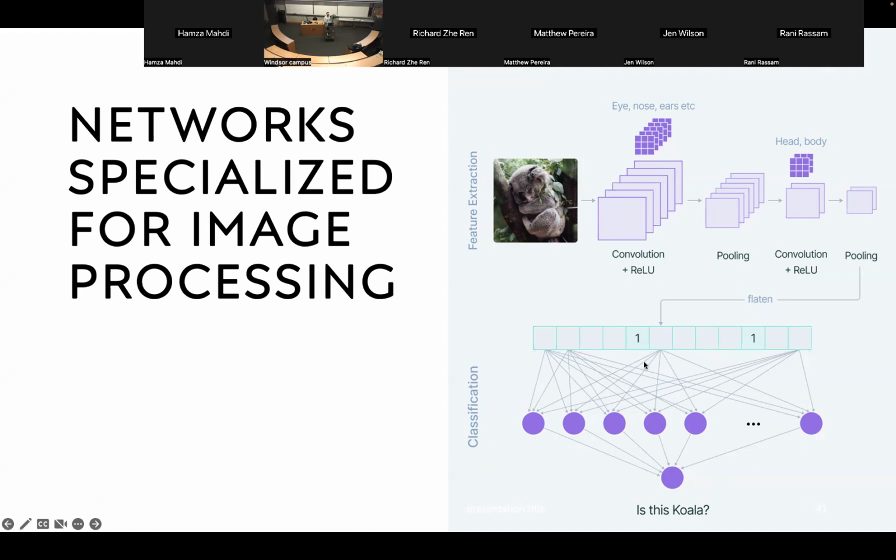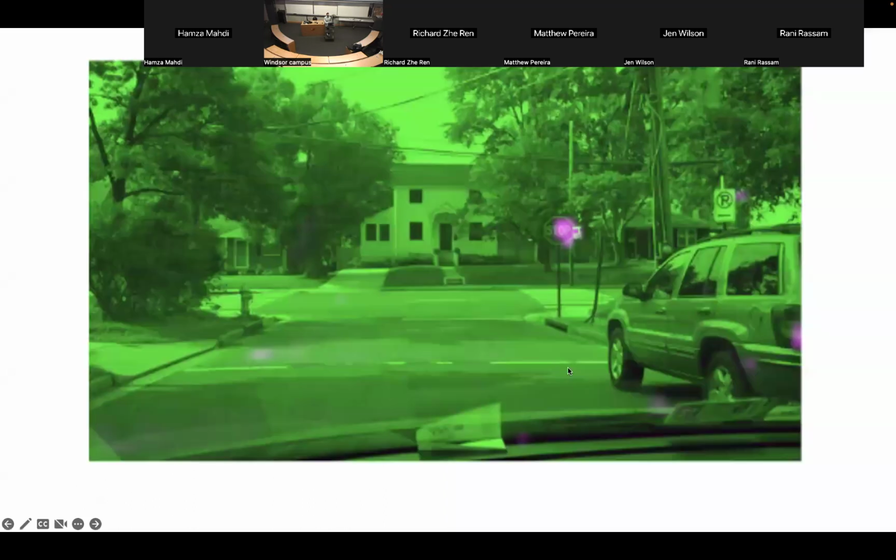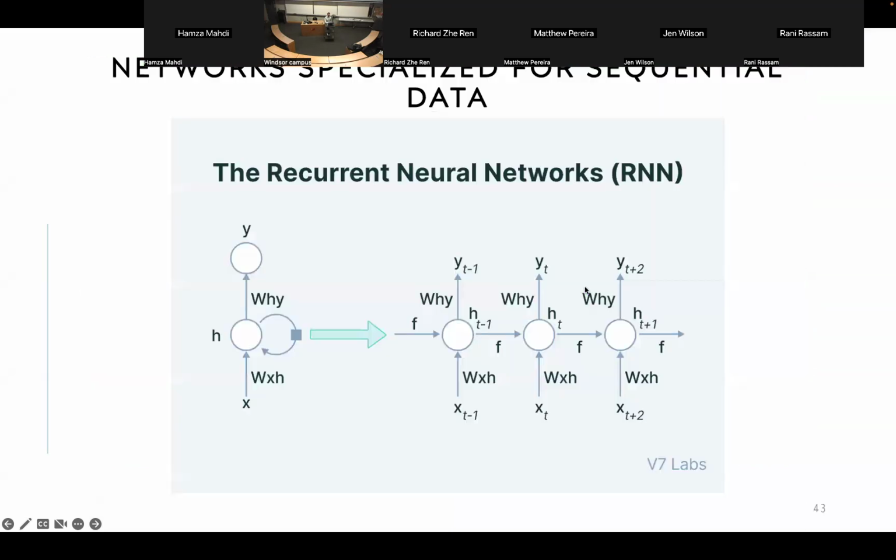This is changing nowadays with ChatGPT, which can handle both text and image and other inputs. So it is moving towards generalized models, but these specific models work really, really well. So you can see here a neural network, you can actually visualize the attention. It's paying attention to the stop sign in this self-driving car.